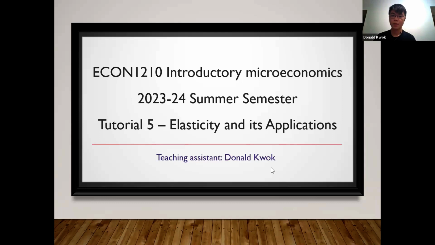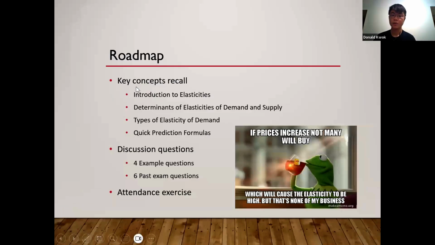So today we'll be talking about elasticity. To start with, we'll review some key concepts, which involve the meaning of elasticity, the determinants affecting elasticity of demand and supply, as well as the types of elasticity. We'd also like to review using quick prediction formulas to help us back out the percentage change in price and the percentage change in quantity. Right, so we'll move on to the discussion question and attendance exercise afterwards, as usual.